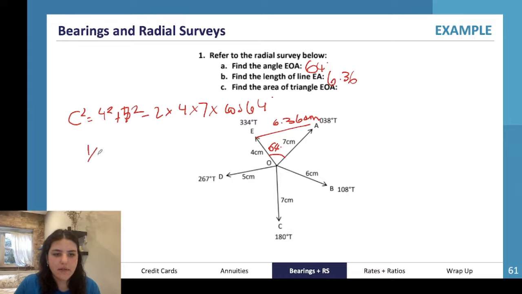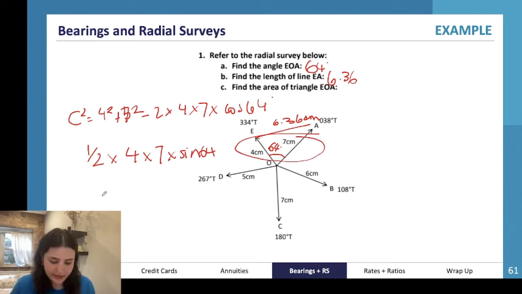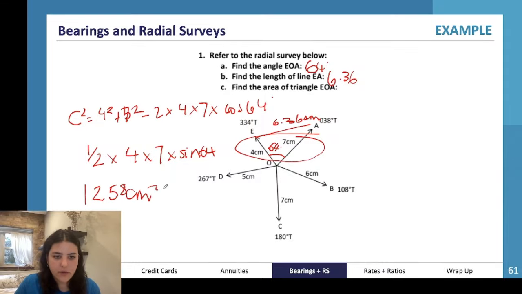So it's going to be half times A times B times sine C. Remember, you need to group information like this all on one side. And we pop that in our calculator: half times A times B times sine C. And that gives me 12.58 centimeters squared, like that.